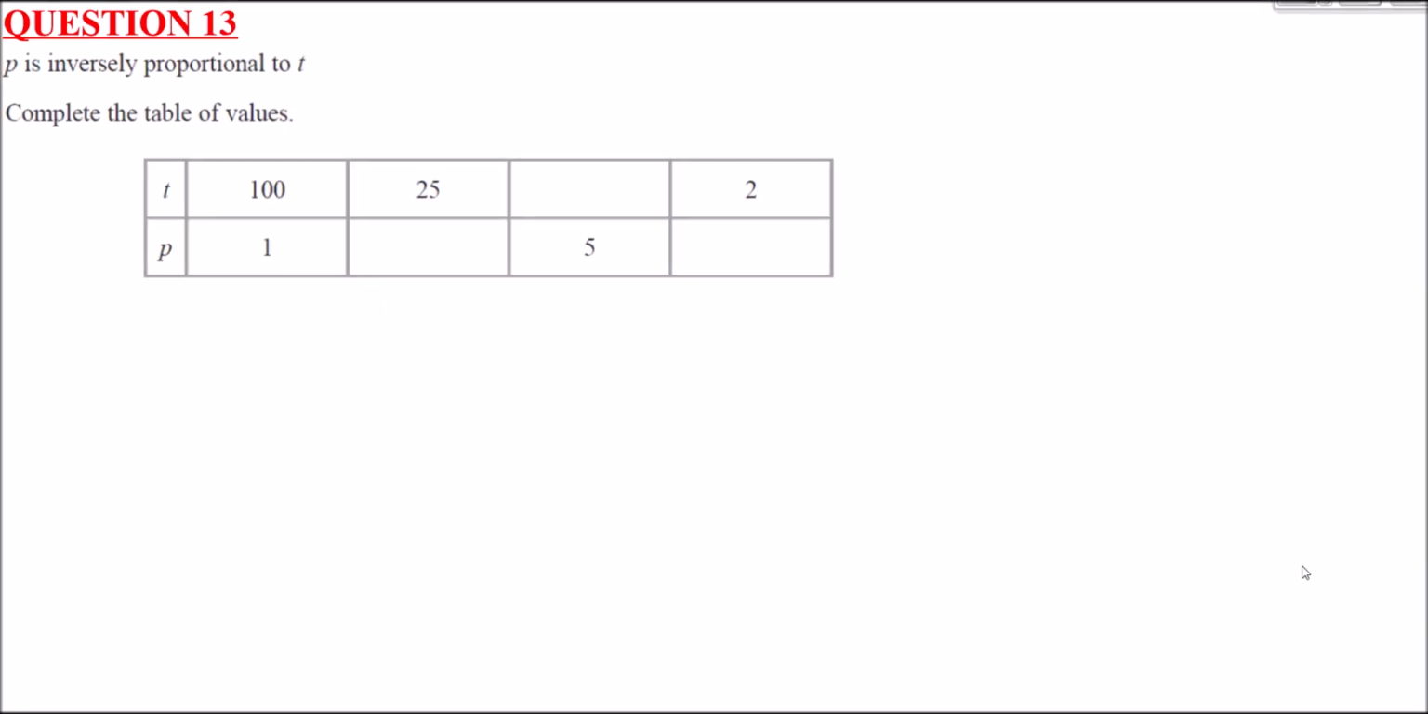Question 13 is about inverse proportion. So we're told that p is inversely proportional to t. If we're talking about a question about inverse or direct proportion, we would normally use a symbol that looks like a fish. Whether it's proportional or inversely proportional, whatever is written first, in this case p, then in place of proportional or inversely proportional comes the fish symbol.